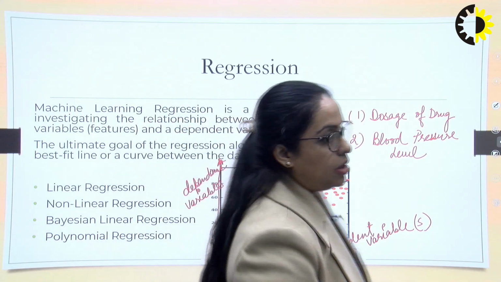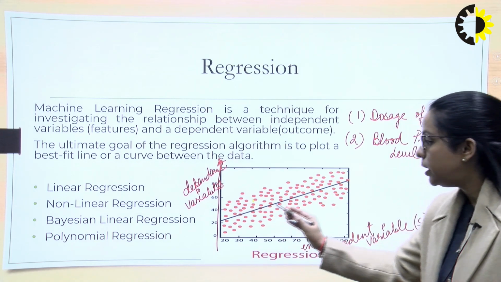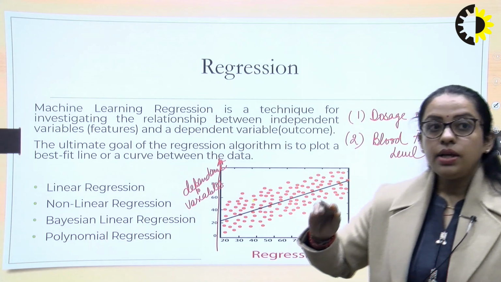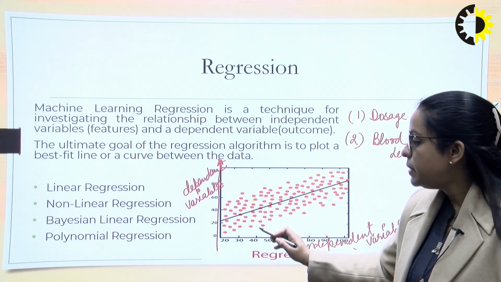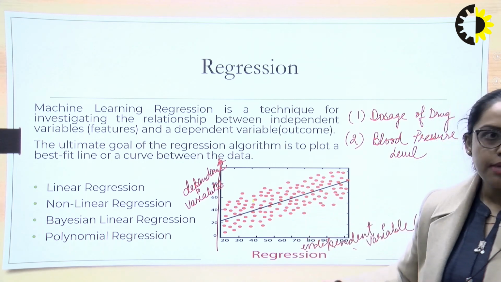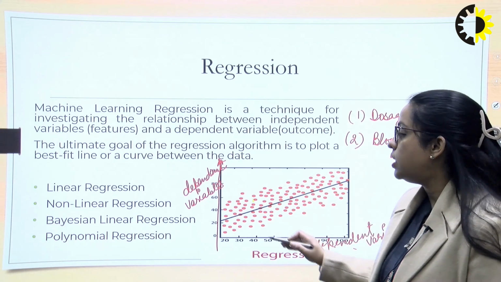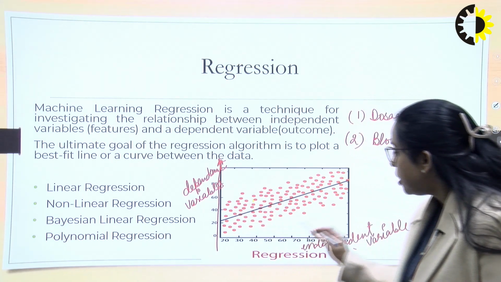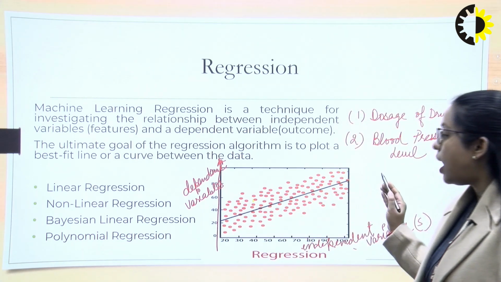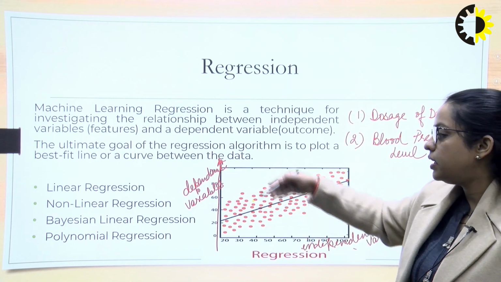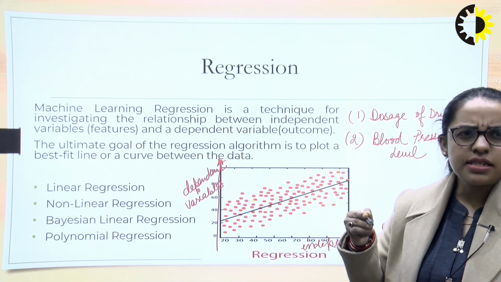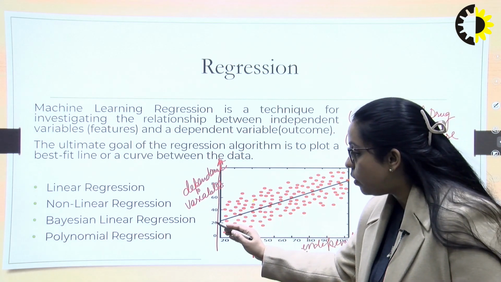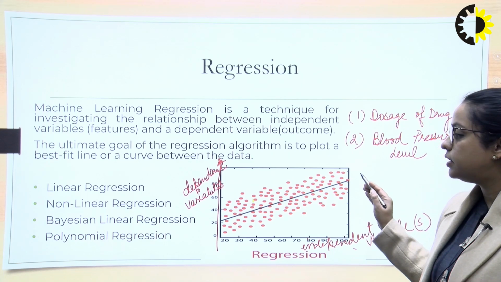So the quantity of drug is the independent variable, and the blood pressure level of the patient is the dependent variable. We have drawn a straight line, a curve we can say, to identify at what dosage patients have low blood pressure level and at what dosage they have high blood pressure level. So all these data points have been grouped or partitioned into two different classes on the basis of this particular straight line here.